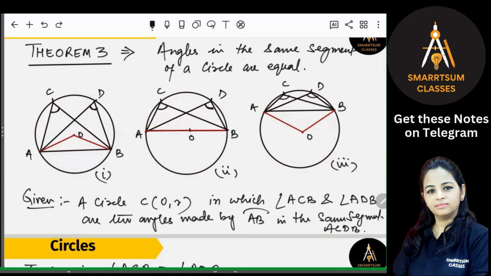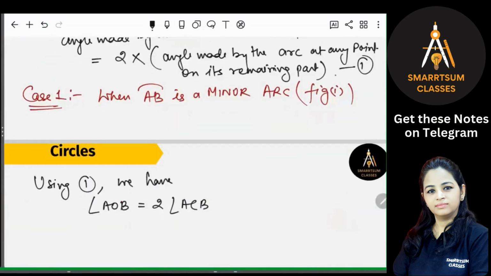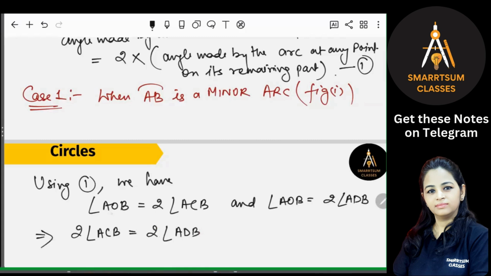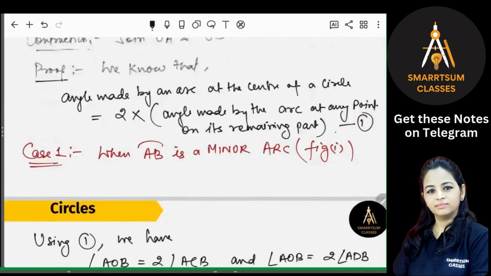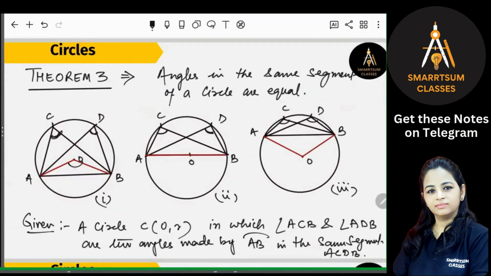So we write the same thing: angle AOB is equal to twice angle ACB, and angle AOB is equal to twice angle ADB. Now twice ACB is equal to twice ADB, because both are equal to AOB. That means they are equal to each other. So angle ACB is equal to angle ADB. Is that clear? Means this is twice of this, and twice of this.